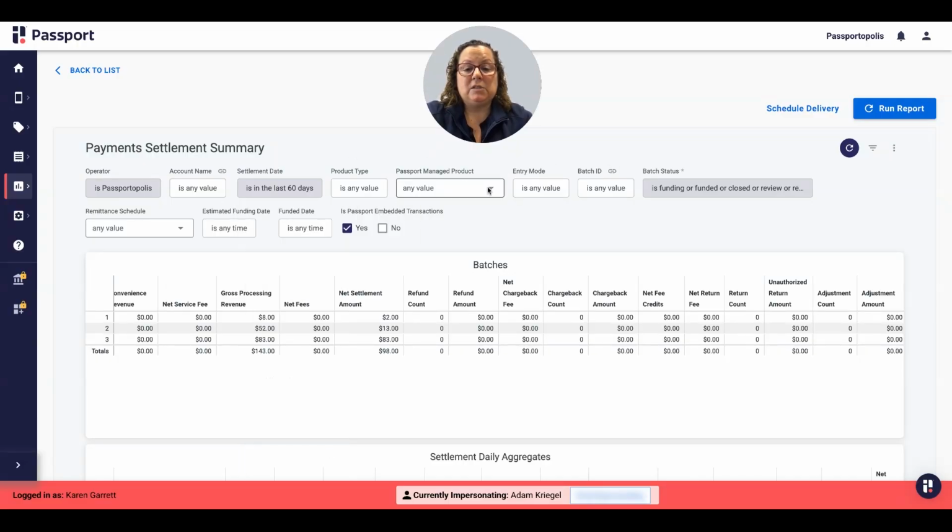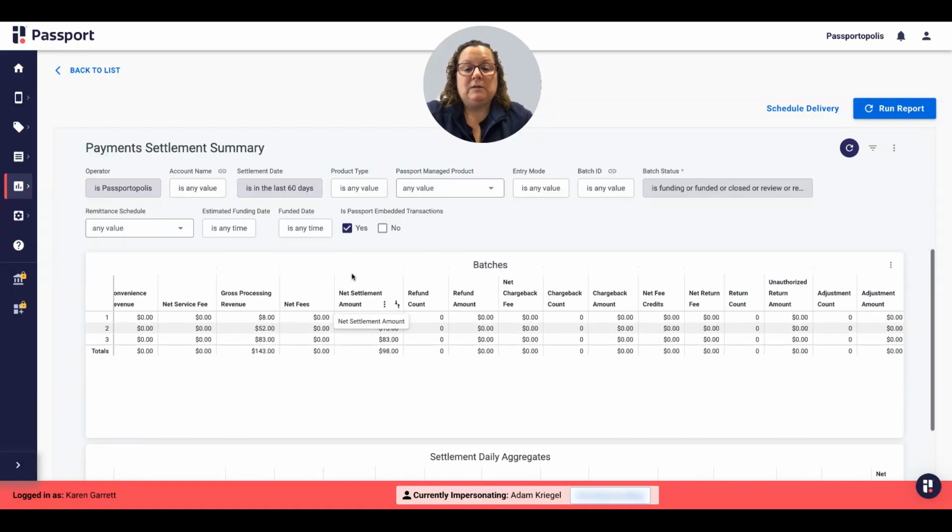You'll also notice that the settlement date is the date used for the report, and that we can pull by managed products, entry mode, as well as our batch status, and whether or not the transaction is part of an embedded transaction, meaning a Passport product or a non-Passport product.